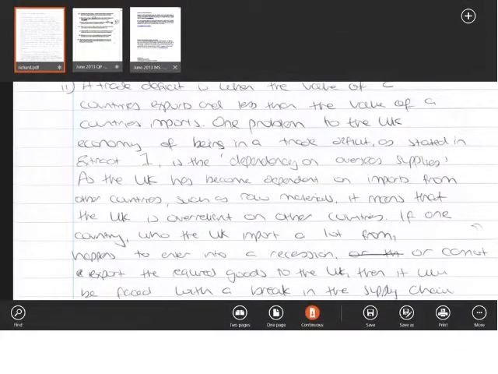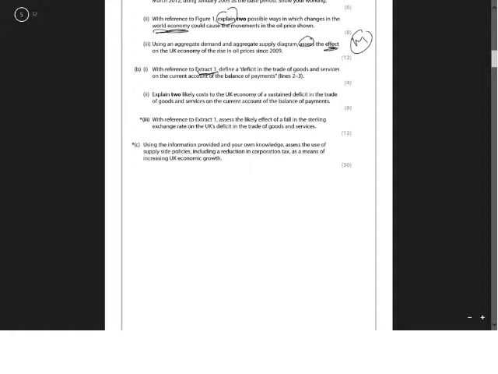The next question, explain two likely costs. So just explain, doesn't need to be two sides. Likely costs to the UK economy, so negatives of a sustained deficit in the trade of goods and services on the current account of the balance of payments. So it's a trade deficit, and what are the negative impacts? Two separate ones, 8 marks, so 4 marks for each.